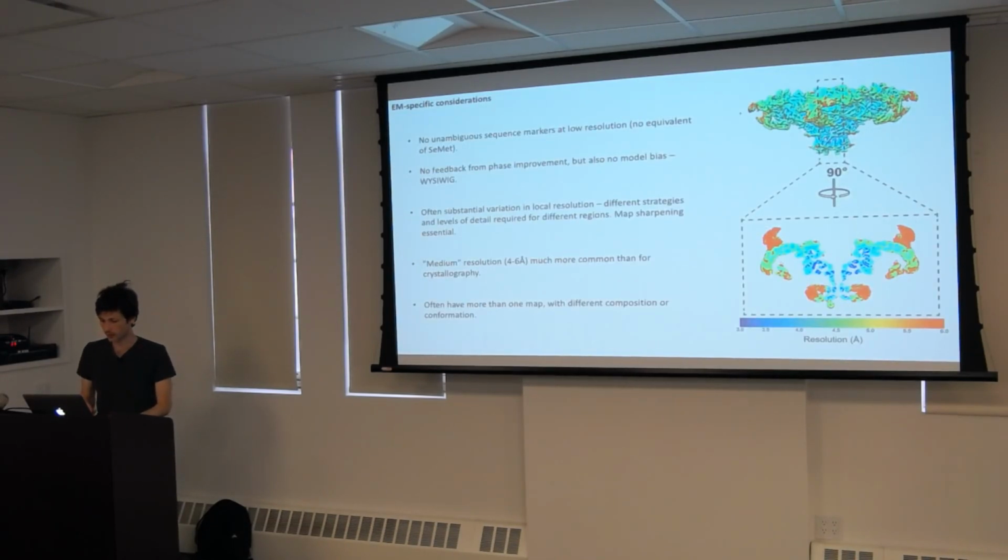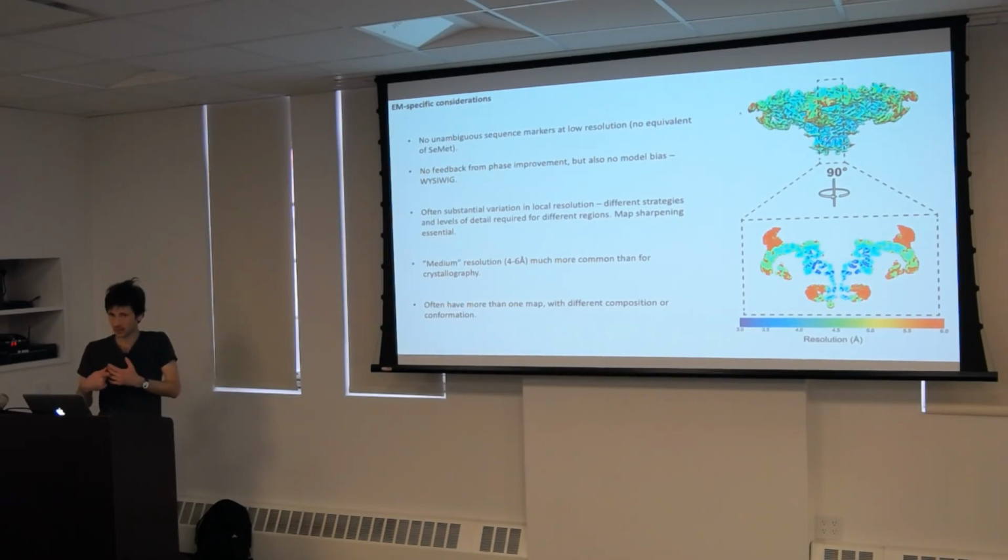So there are a couple of other considerations when building in EM that we don't come across in X-ray. I've sort of covered a couple of these, but one of the major ones is that we don't have any unambiguous sequence markers. So in crystallography, you can obtain information from anomalous scattering that can tell you unambiguously that all of these residues are methionines, or all of these residues contain sulfur. And we don't have that in cryo-EM, which means that at 3.5 angstroms, things are a lot trickier than they are in crystallography for building. And there's a lot less feedback as to whether you've got it right or not.